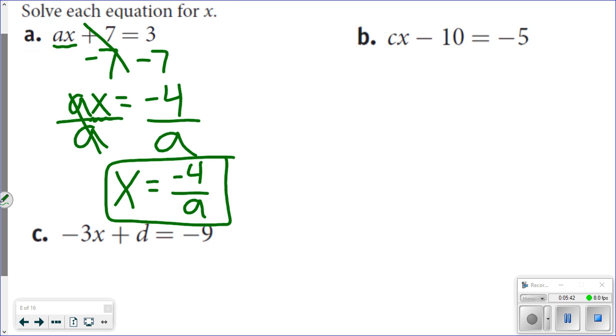Now, notice, we're still adding and subtracting from both sides. We're still dividing from both sides. The only difference here is now we have a variable as part of our answer. And both of our answers were actually fractions. Notice how I started with an a and an x. I still need an a and an x in my answer here.